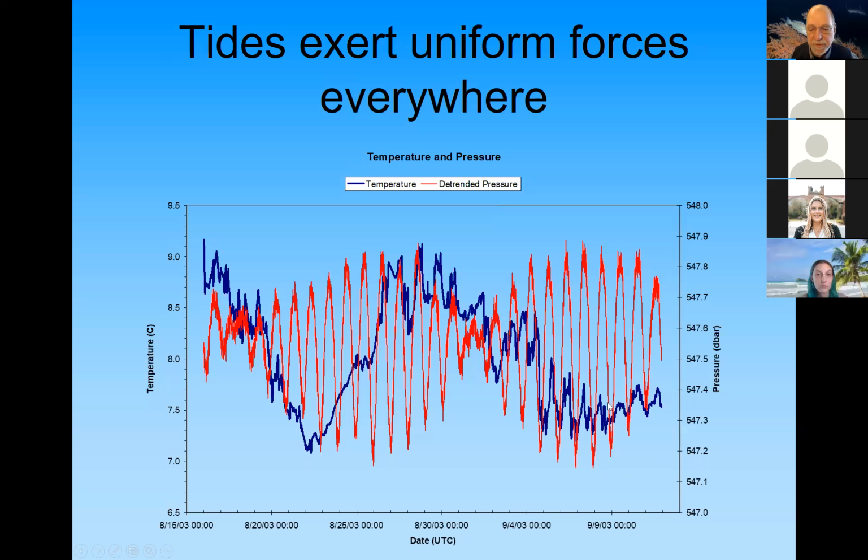There's also a temperature effect going on, but let's ignore temperature for the time being. So what we're seeing here is that we start out on the 15th of August, 2003, and the pressure is here, and then it goes down, and then gradually the pressure keeps coming up. Well, these peaks and troughs have a uniform distance between them.